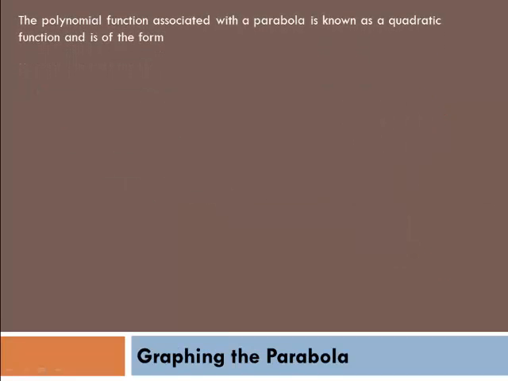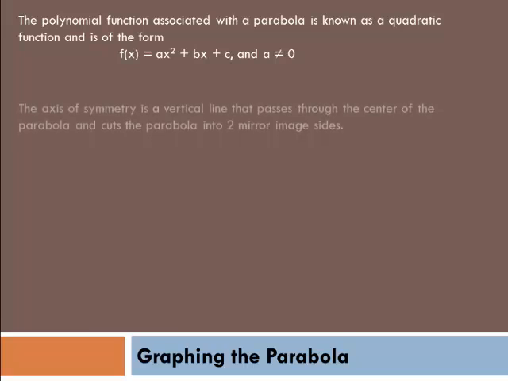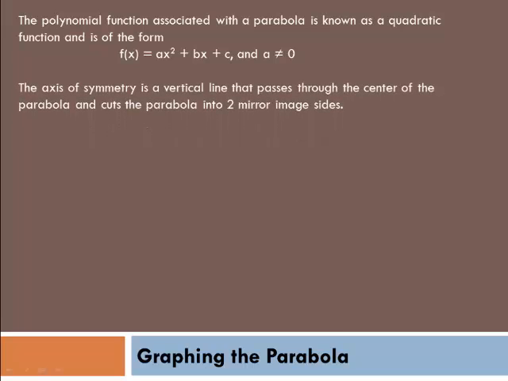Okay, so a polynomial function known as a quadratic function will always be of the form f of x is equal to ax squared plus bx plus c. Now a can equal 1, but a can equal negative numbers, but a cannot equal 0. The axis of symmetry is that vertical line that passes through the center of the parabola, and it cuts the parabola into 2 mirror image sides. So they're identical on both sides. The equation for the axis of symmetry is x is equal to negative b over 2a.